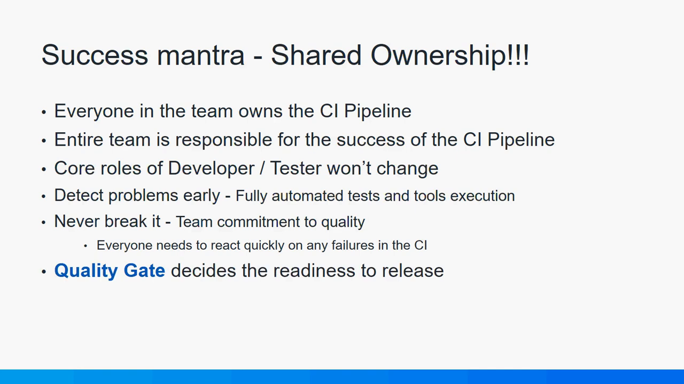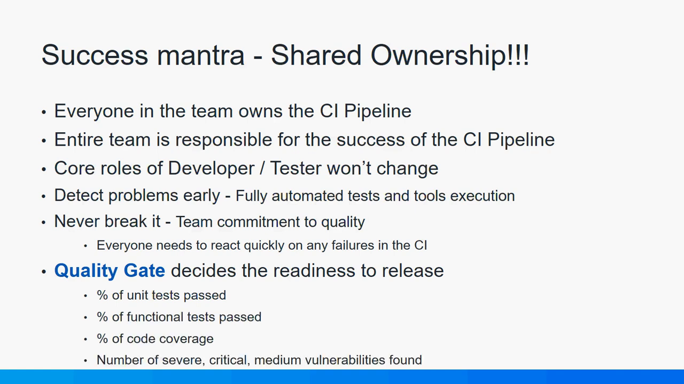The quality gate is the one which defines the readiness to release. Each team can define the quality gate in whatever way, with whatever criteria they want. A sample one would be the percentage of unit tests passed, percentage of functional tests passed, percentage of code coverage, and the number of critical and medium CVE vulnerabilities found.